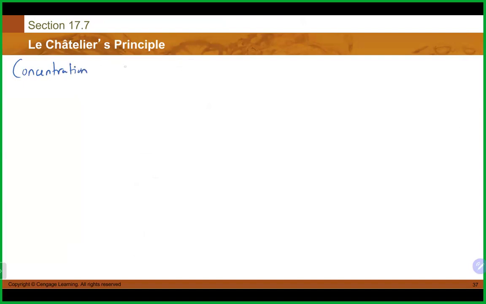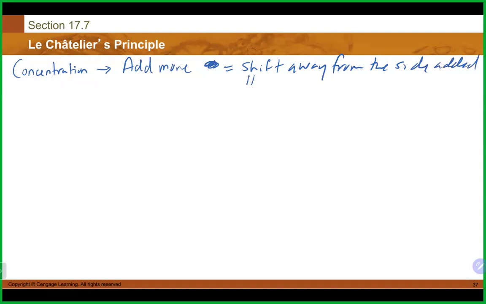There's really two things you could do. You can either add more, and when you add more concentration, the result of that is it will always shift away from the side you added it to. So "add away" is what happens. So if you add some reactants, it will shift away and go to the products side. If you add products, it will shift away and go to the opposite side, which is the reactant side.